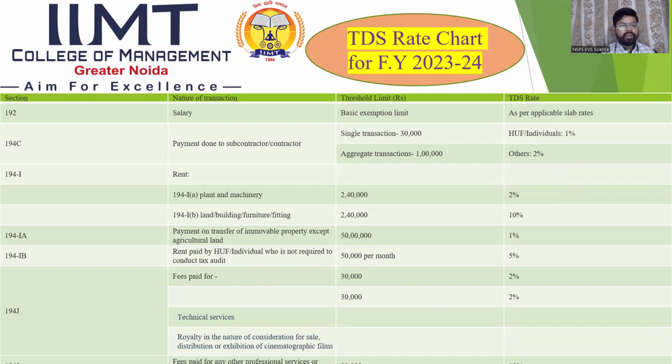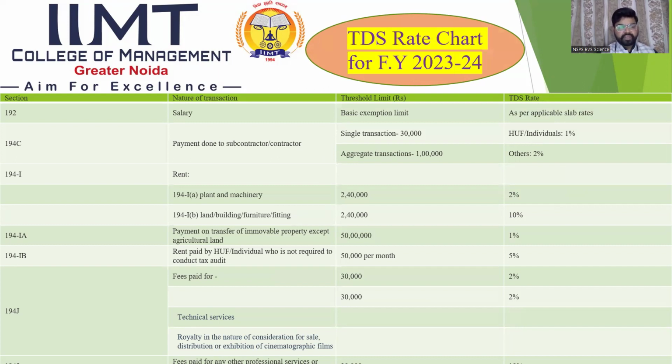194C is payment made to a contractor or subcontractor. If a single transaction is above rupees 30,000 and aggregate transactions above 1 lakh, then TDS is applicable at 1% for HUF or individual, and for others other than HUF or individual, it is 2%.